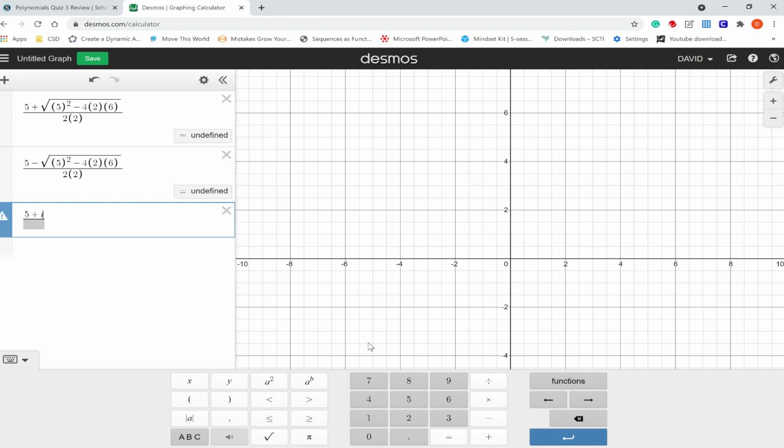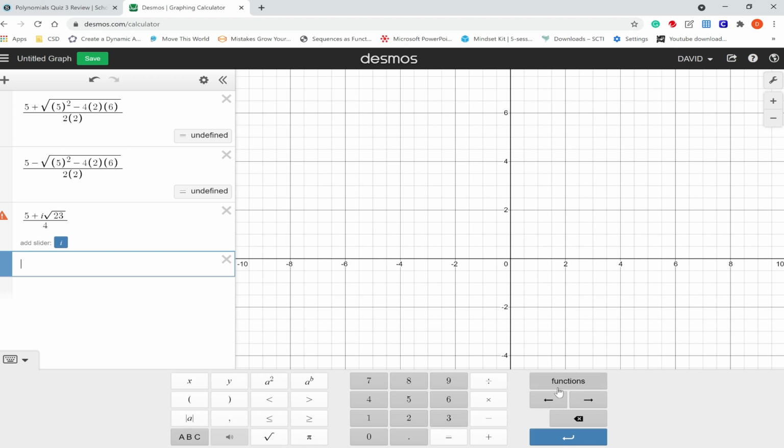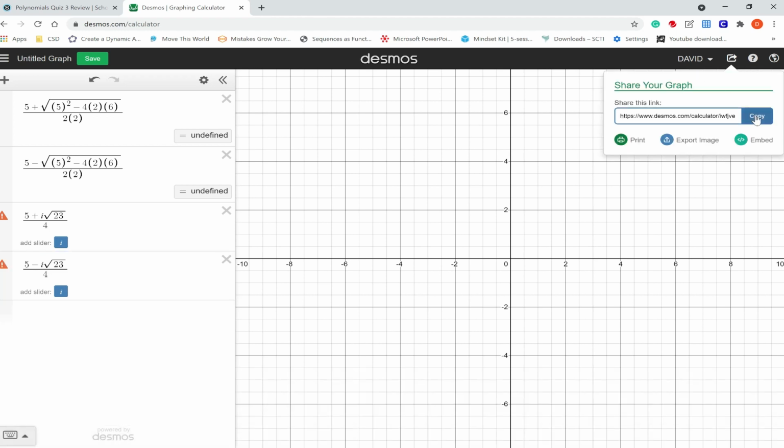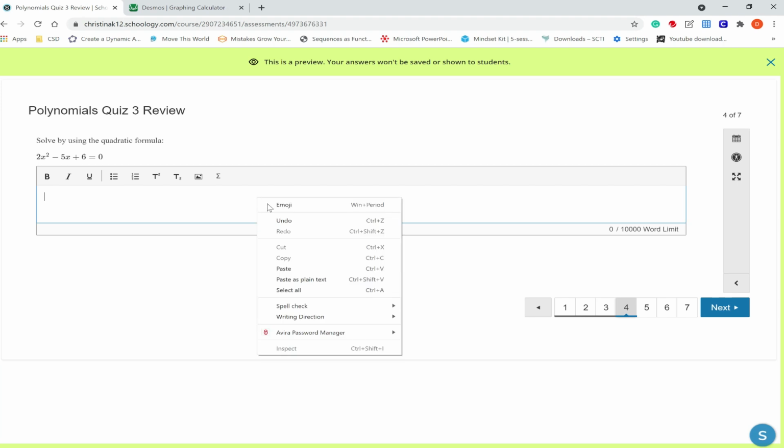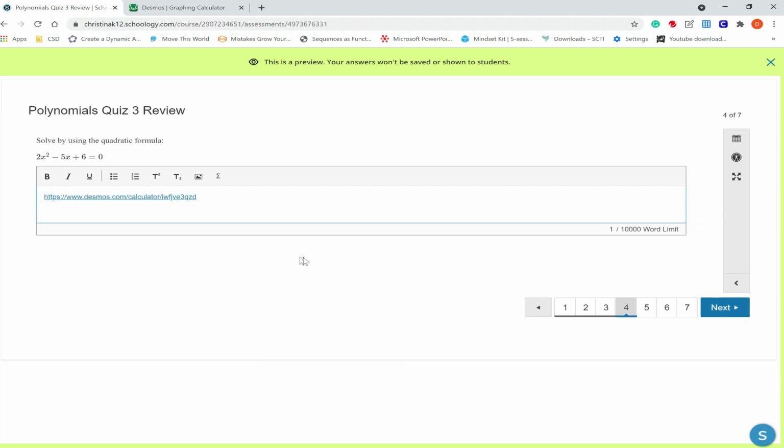5 plus i square root 23 all over 4. And we're not going to add a slider. We're just having a convenient way to show our answer. And 5 minus i square root 23 all over 4. And we can share the graph. Copy, and we can just paste this into our quiz. And we're done. Question number 4.